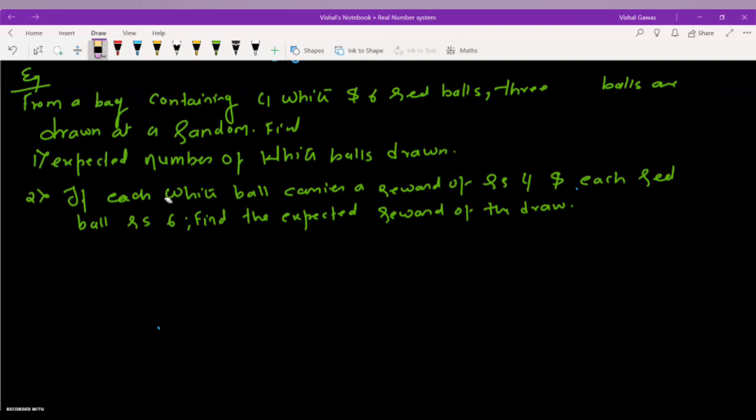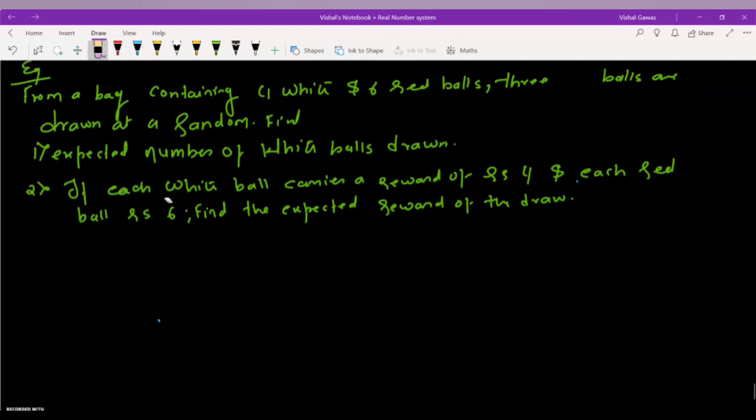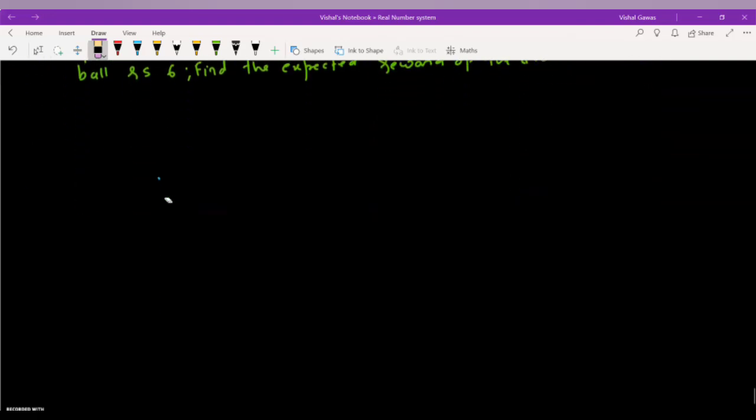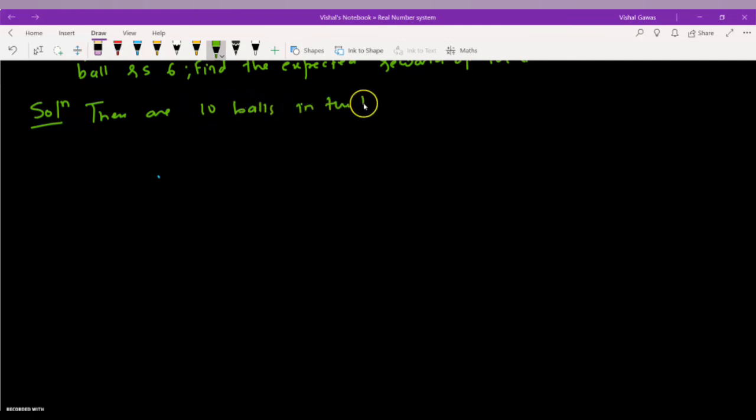So let's look at the solution of this quickly. There are four white and six red balls. So there are 10 balls in the bag.